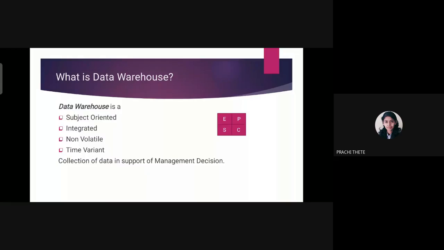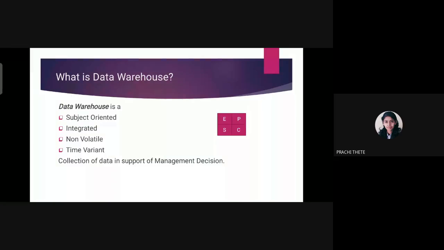And the collection of data in support of management decisions. All the data stored in the data warehouse is for decision taking. From all the details, the management can take decisions, such as which products we have to increase and which product sells more, so what we have to do. Everything can be taken from the data warehouse.